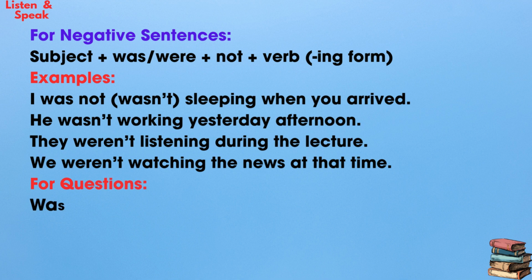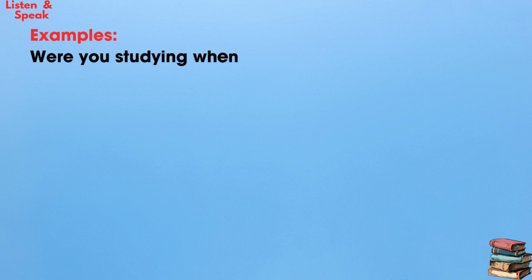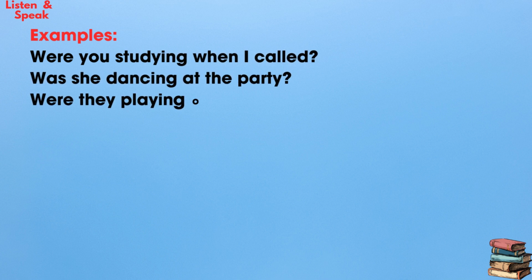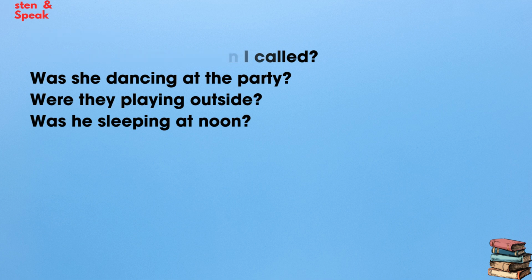For questions: was/were + subject + verb + -ing form. Examples: Were you studying when I called? Was she dancing at the party? Were they playing outside? Was he sleeping at noon?